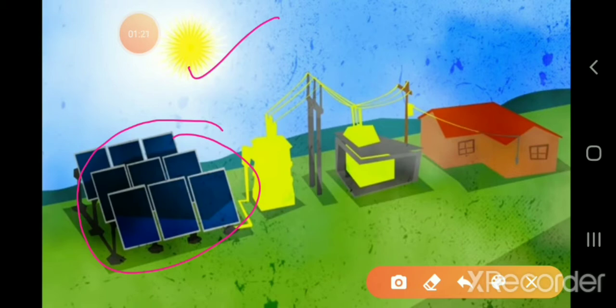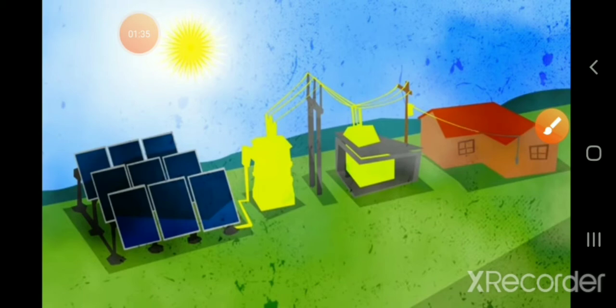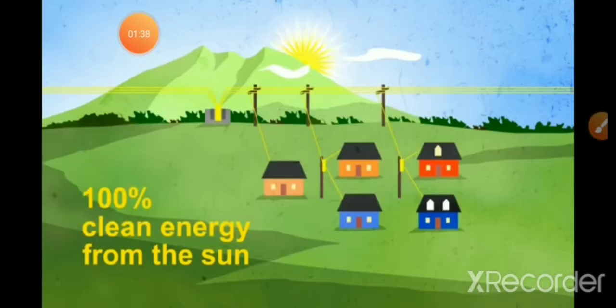Now here you all see how this solar panel is generating the electricity. Further it goes to the home, and further it goes to the industries, and how it is used. Now see here, children, it is 100% clean energy.